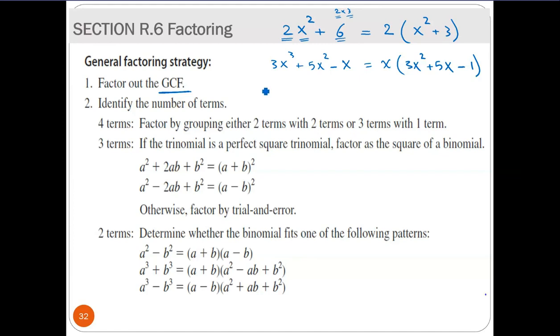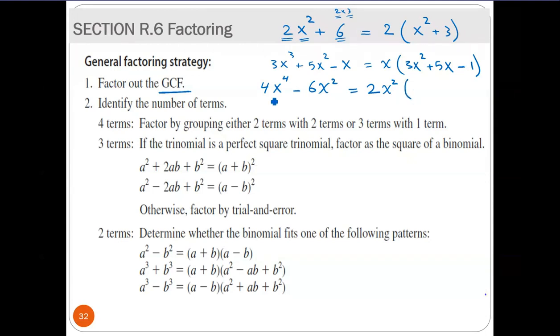Look at this. We have, for example, 4x to the power 4 minus 6x squared. So here the common factor equals what? From 4 and negative 6 we have 2, so we can take 2, and from x to the power 4 and x to the power 2, the least exponent is x squared.